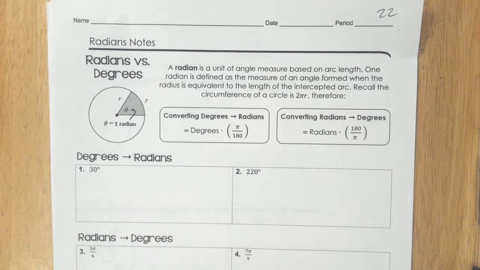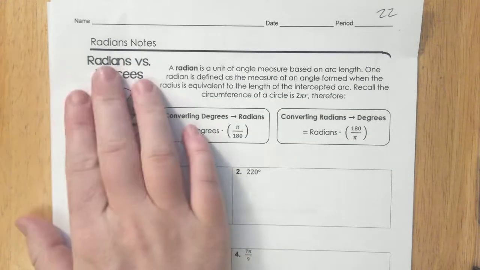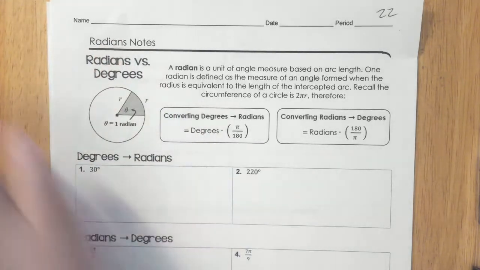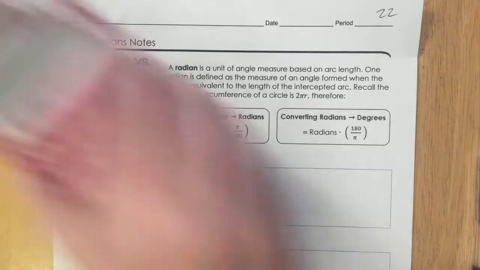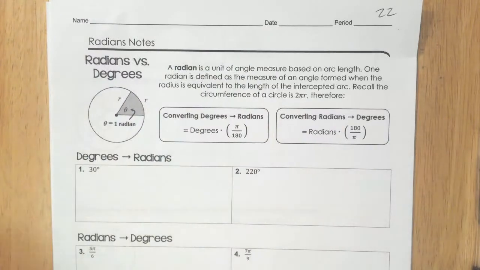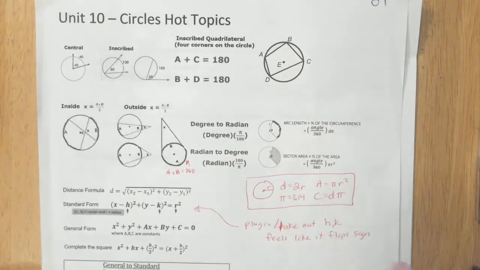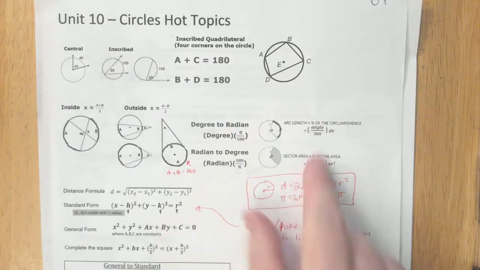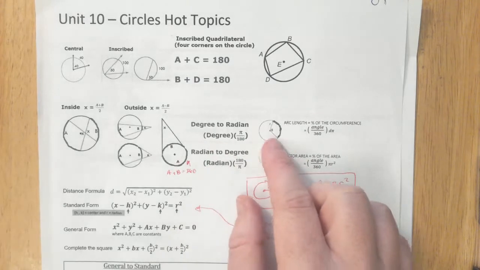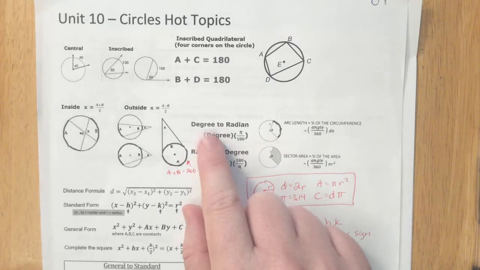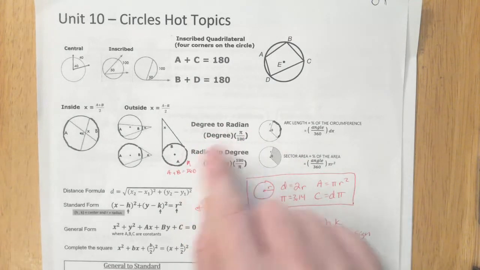So we're on our last section of Unit 10. We're going to be doing radian notes. Things that you need to have on your desk: you definitely want to have your calculator, a pen or a pencil, and your Hot Topics page. So we're going to be looking at this section right here, which is talking about how to change from degrees to radians and radians to degrees.